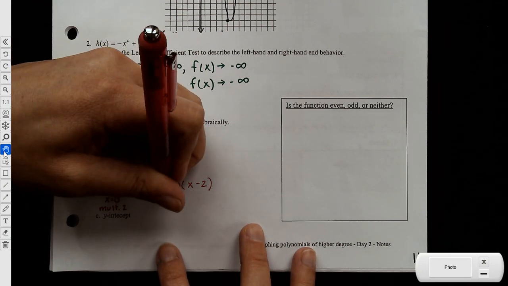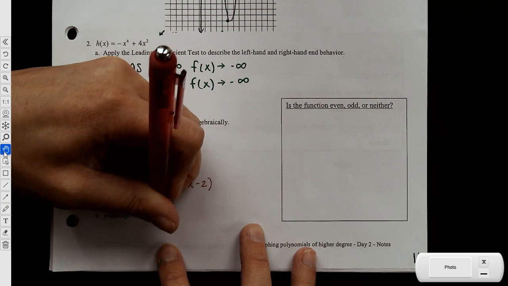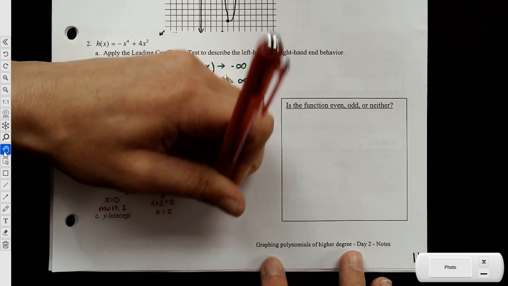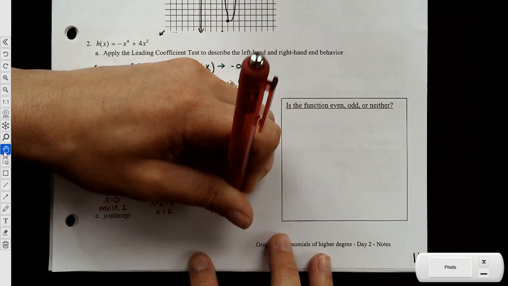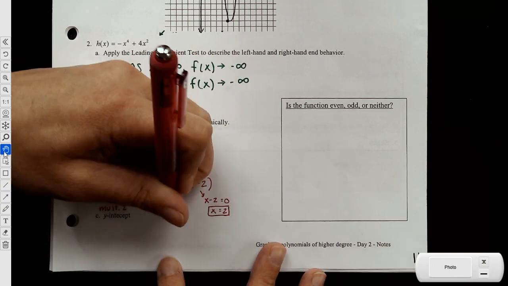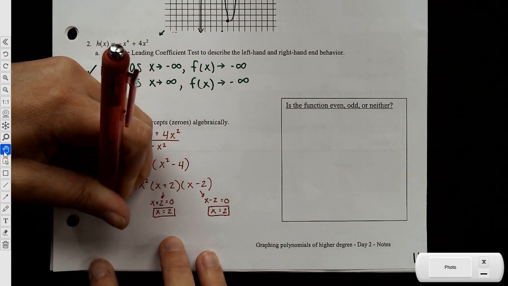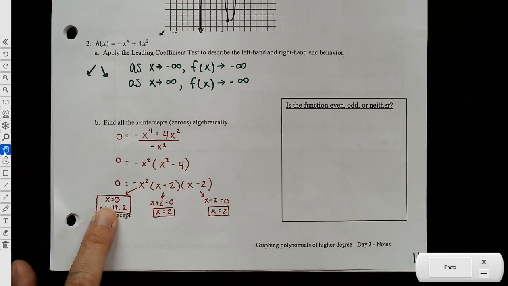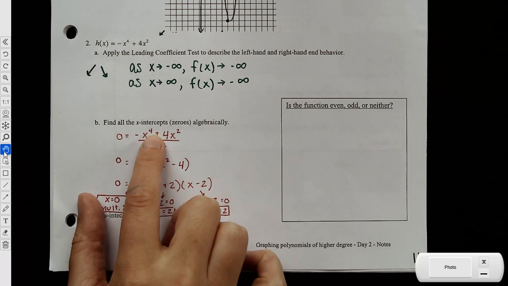This one here, x plus 2 equals 0, tells me x equals -2. And then x minus 2 equals 0 tells me that x equals 2. So I have 1, 2, 3 distinct zeros, but I have 4 if I count the fact that this one has multiplicity, which makes sense because I had a degree of 4 to begin with.